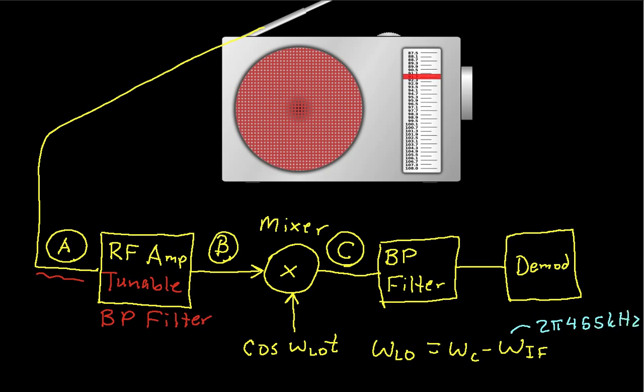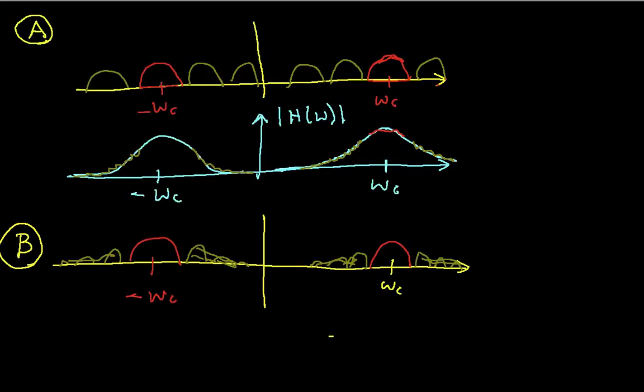This intermediate frequency is different in FM radios and in analog television sets. You can actually set this intermediate frequency to be what you need it to be in order to make your design work. So let's go back to our pictures of the frequency domain and see what's going to happen here. Okay.